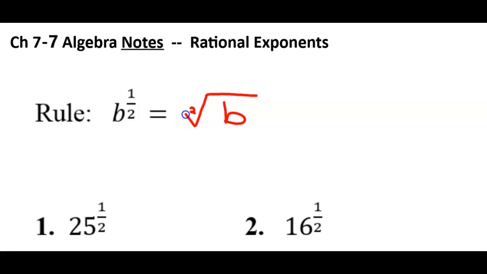Just like when we were doing elimination, we multiplied the whole equation by 3 or 4 or whatever to get it to be the same thing, but just bigger. And so as long as you understand this concept, you will understand all of this.